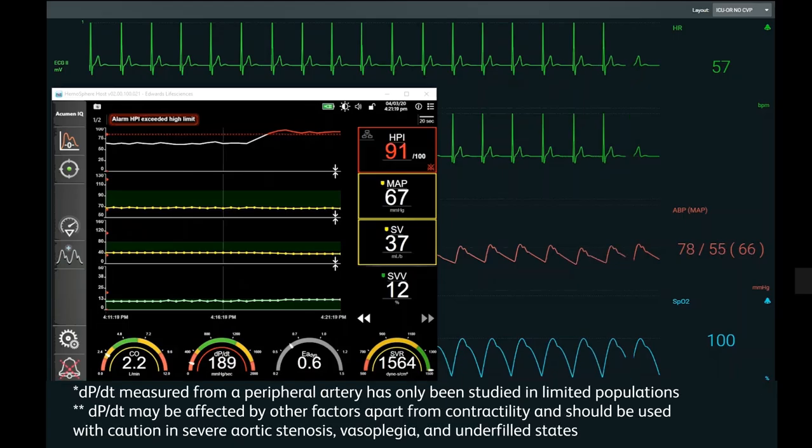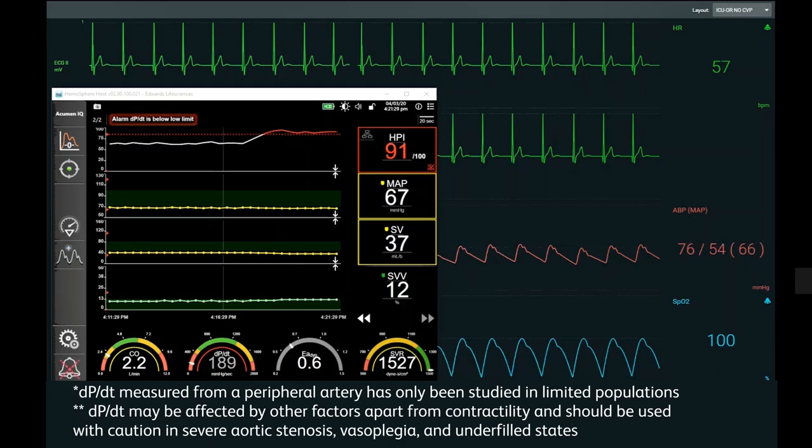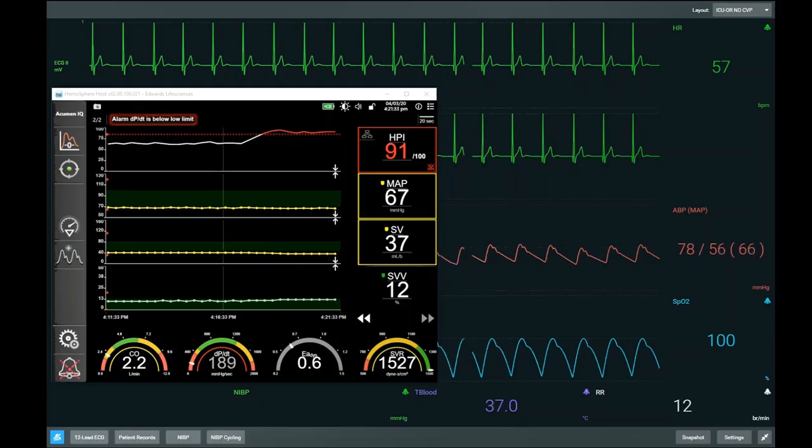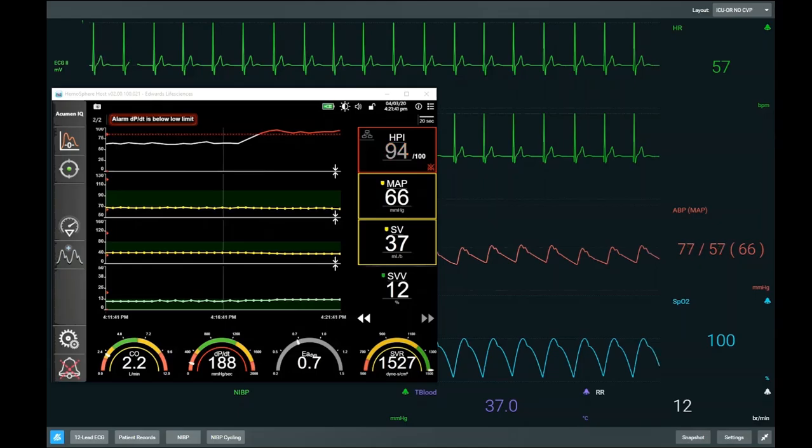So if our true ventricular contractility goes down, then our dp/dt will go down. If our true LV contractility goes up, then our dp/dt measured at this peripheral artery will also go up as well. So dp/dt is a measure of our LV function, but we use it as a trending parameter rather than an absolute value. We need to bear that in mind as this simulation continues to progress.